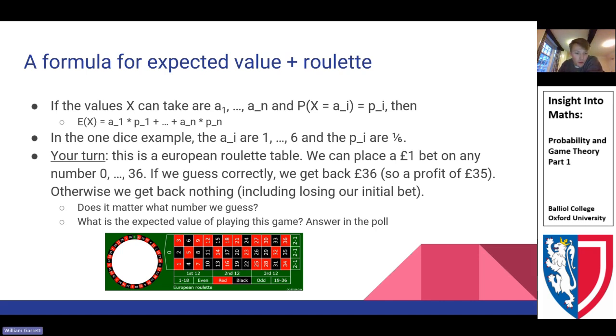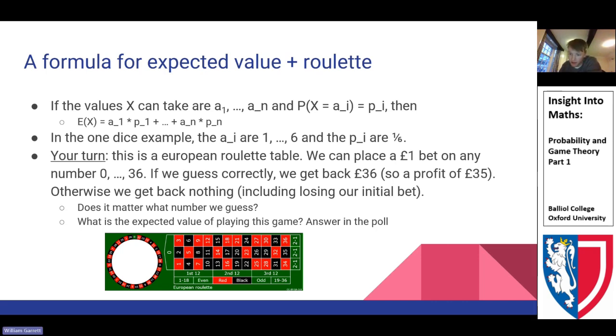So the list of numbers, A1, A2, and so on, are the possible values that the random variable can take. For a fair dice, A1 is 1, A2 is 2, and A6 is 6. So N is 6 because there are N different outcomes. And Pi is the probability that the value takes Ai. So for a dice, all of the Pi are 1/6.